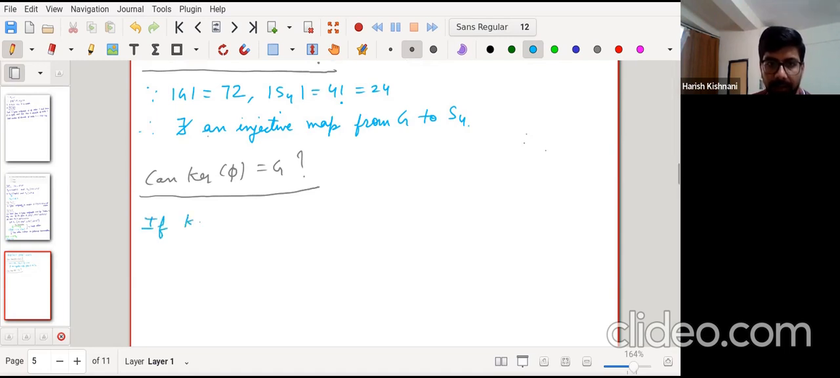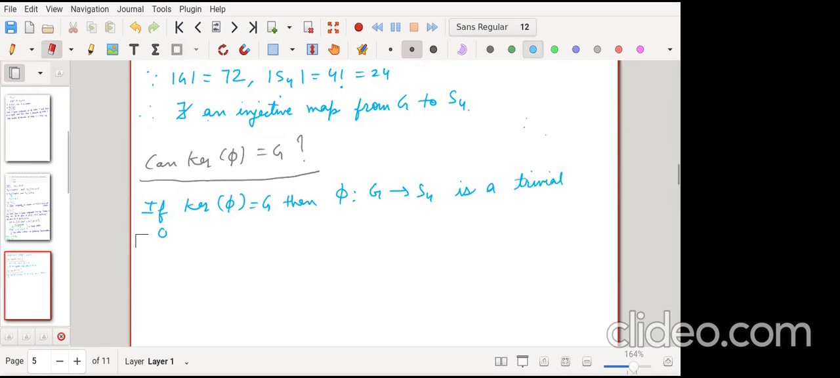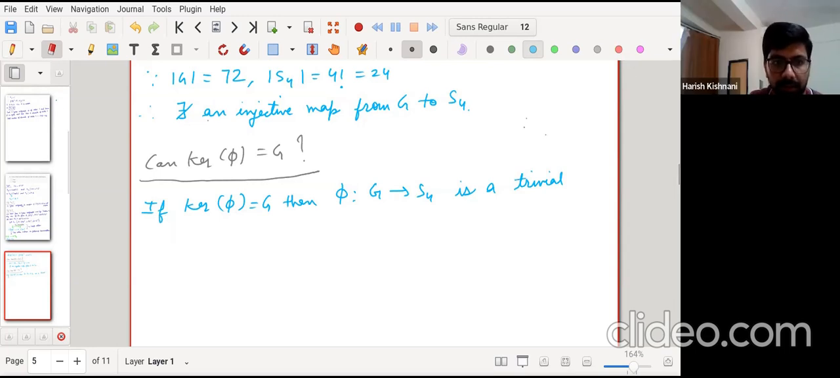So see, if the kernel of phi is G, what does this mean? Then this homomorphism from G to S4 is a trivial homomorphism. It's mapping everything to the identity. But that cannot happen. Why?